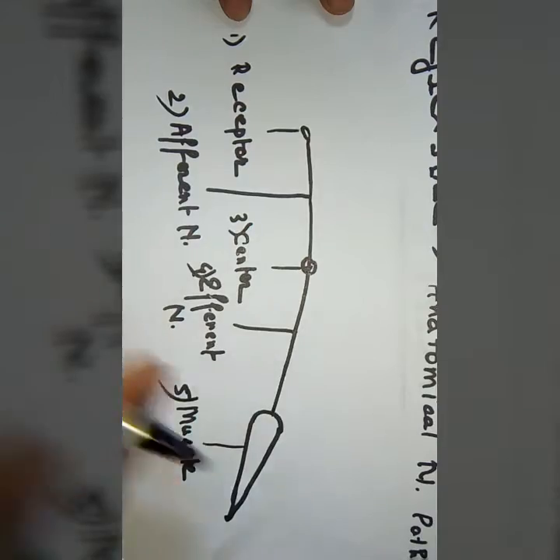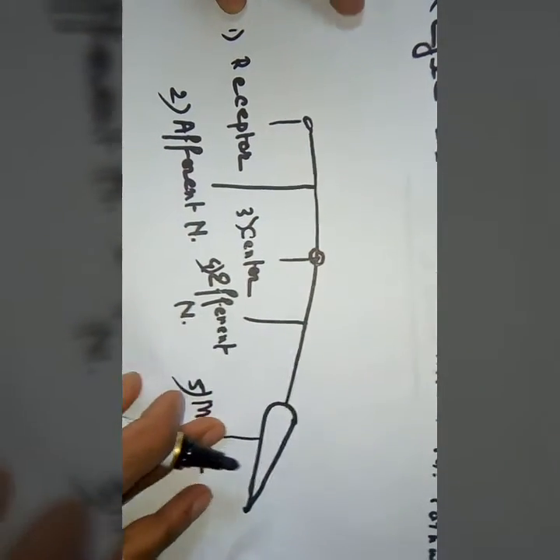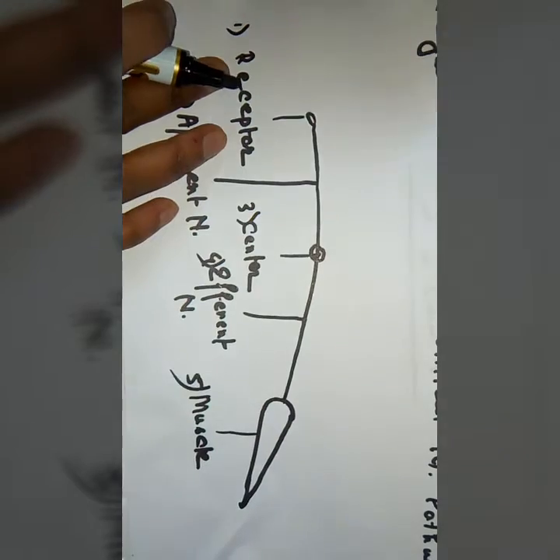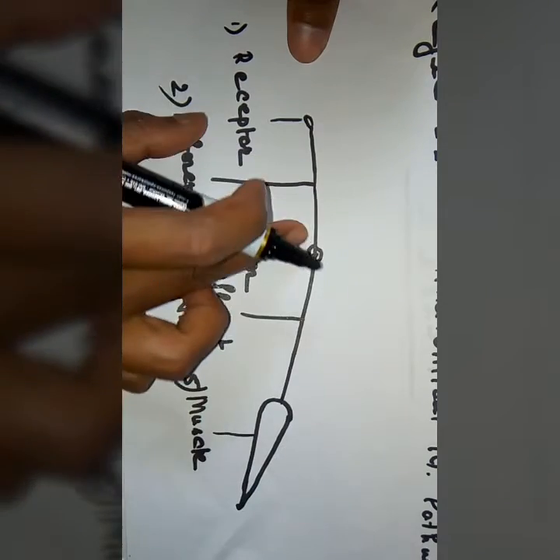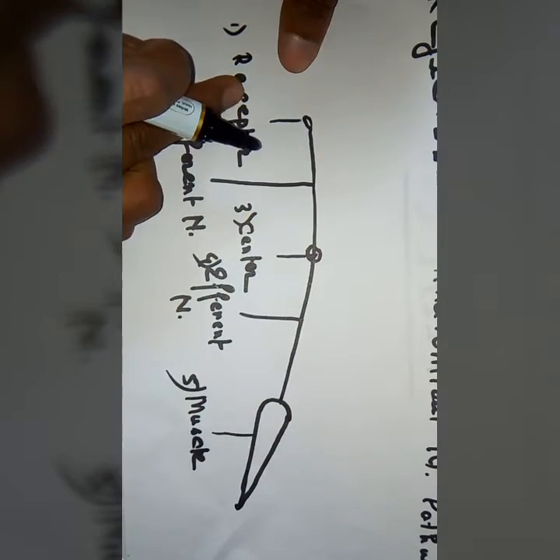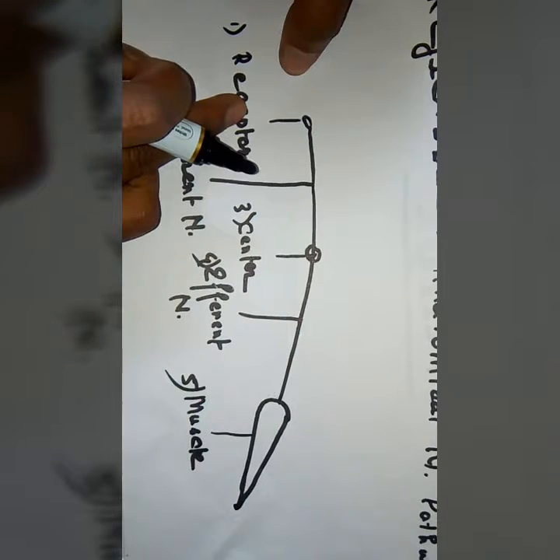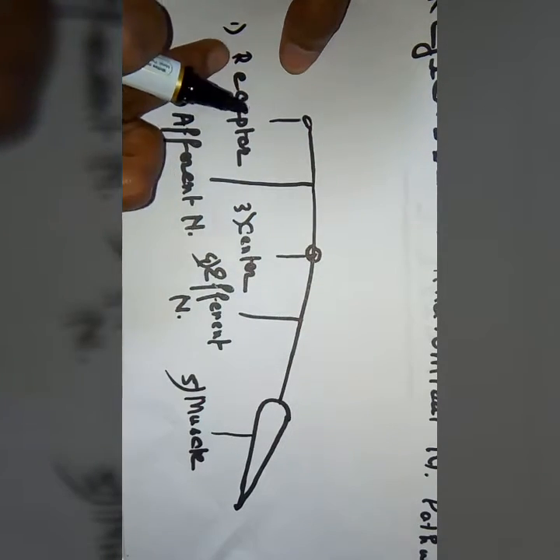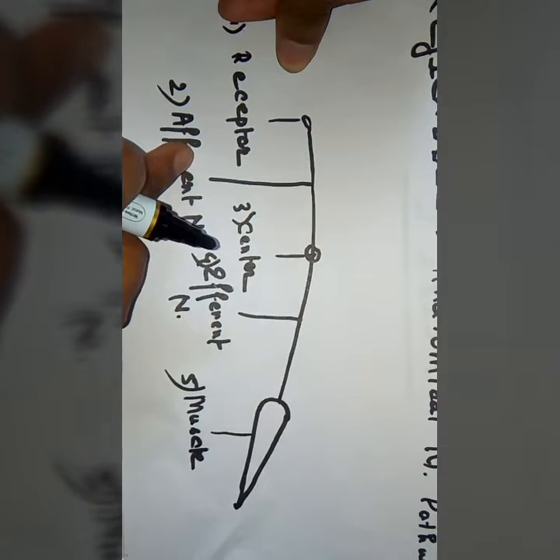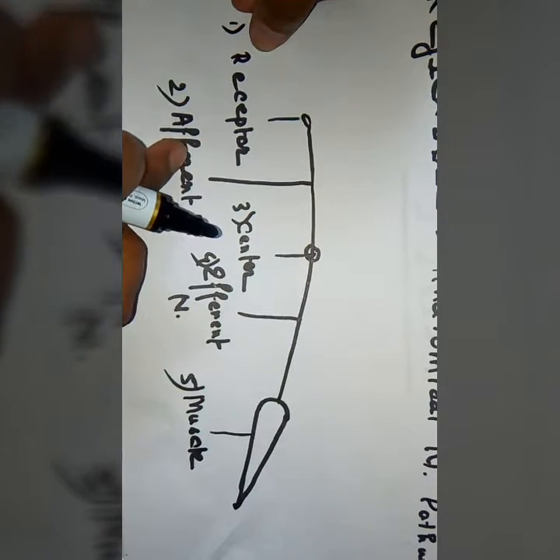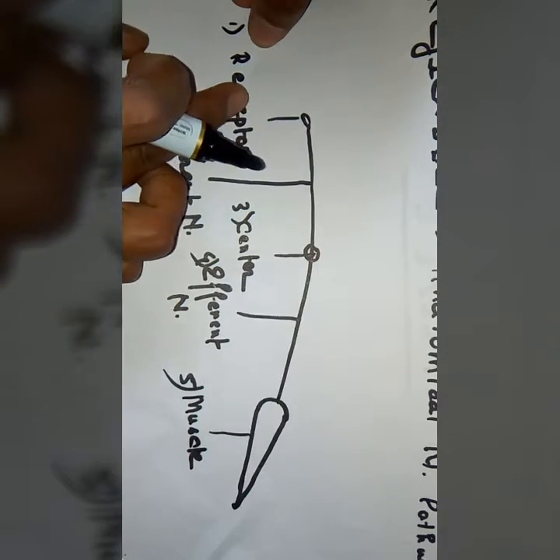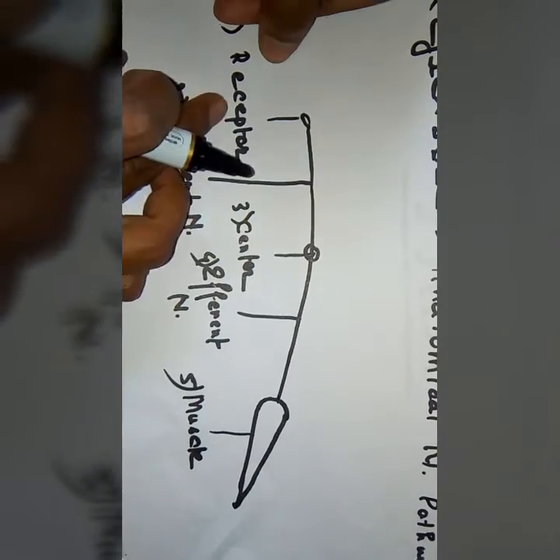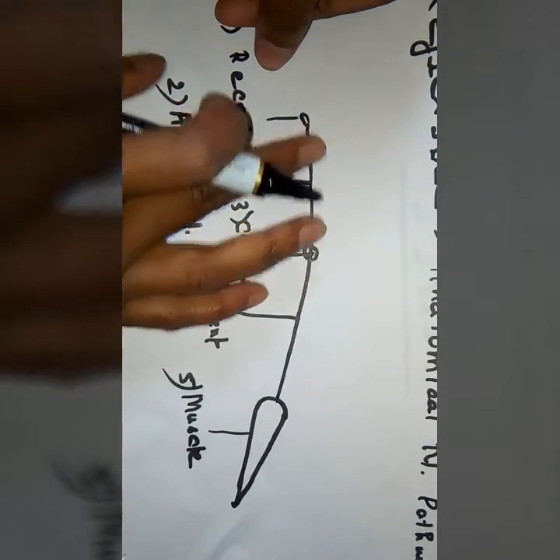Okay, let's talk about the receptor. The receptor is the end organ which receives the stimulus. When the receptor is stimulated, impulses are generated in the afferent nerve.